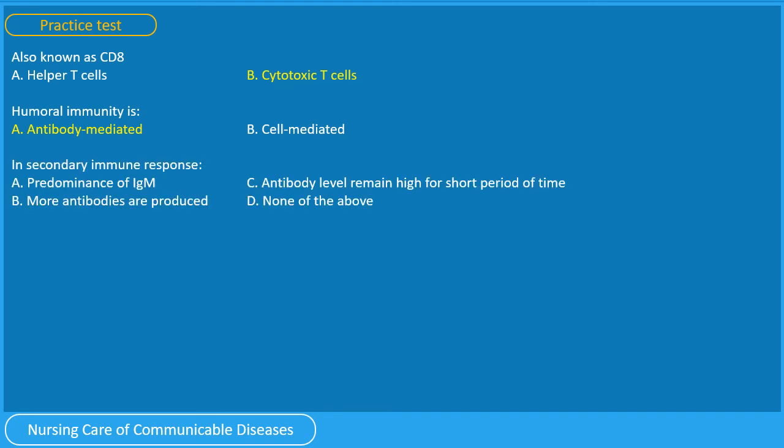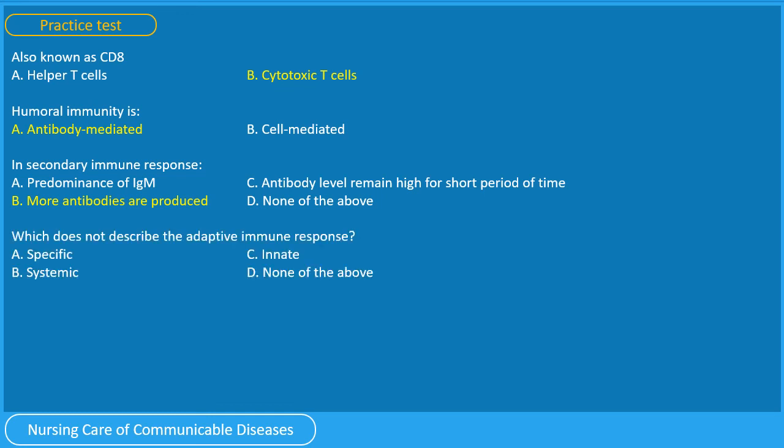In secondary immune response, which of the following is true? A. Predominance of IgM. B. More antibodies are produced. C. Antibody level remains high for a short period of time. Or D. None of the above. You have 5 seconds. And the correct answer is B. More antibodies are produced. A is wrong because it should be IgG. And C is wrong because antibody levels remain high for a long period of time.